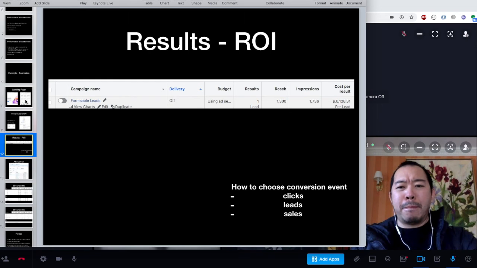The other thing that's important if you're setting up campaigns is that you choose the correct conversion event. What I mean is there are two ways to do advertising on Facebook and many other platforms. You can either choose to pay by clicks, or you can optimize for conversions, which could be clicks, leads, or sales.